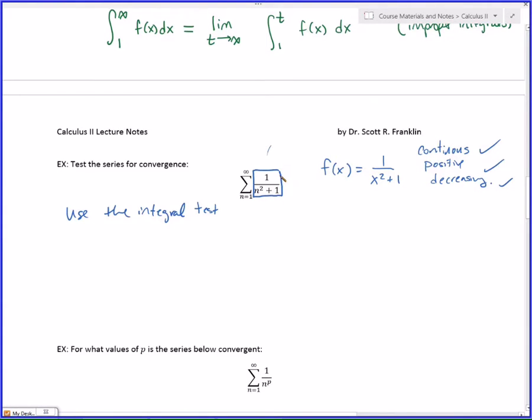If the answer is yes, then we know nothing. If the answer is no, you're done and it diverges. So 1 over n squared plus 1, what happens to that as n goes to infinity? It goes to 0. It's Bobo, right? The exponent's bigger on the bottom. Bigger on bottom goes to 0.